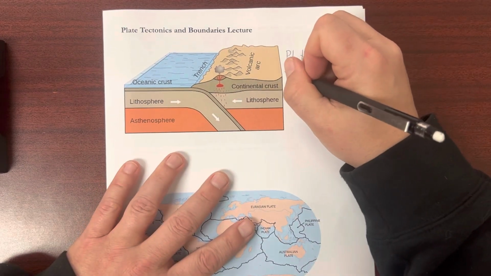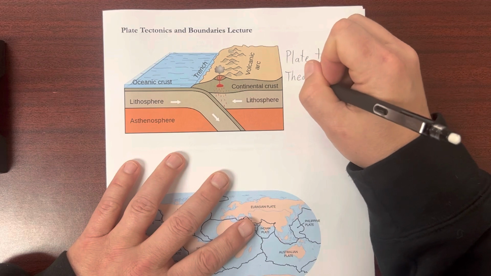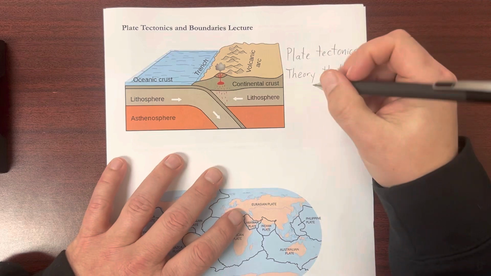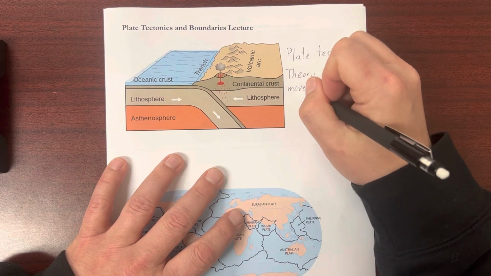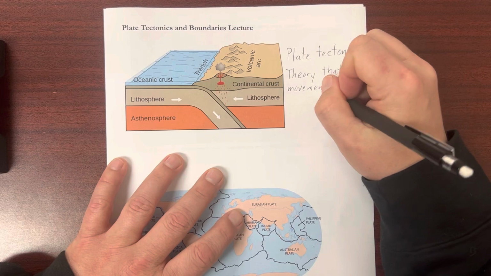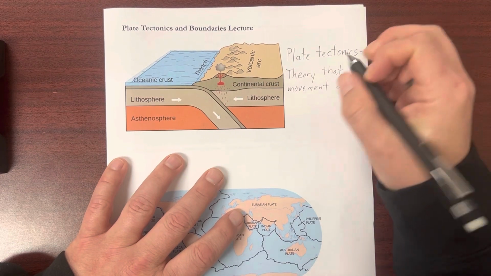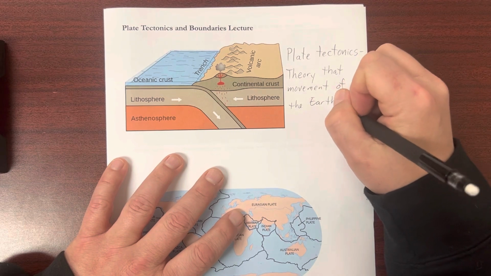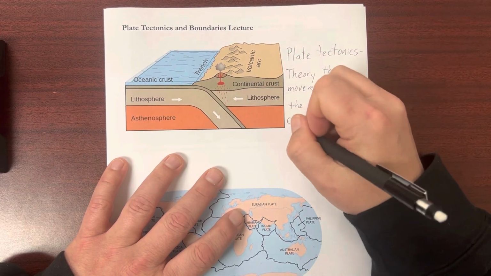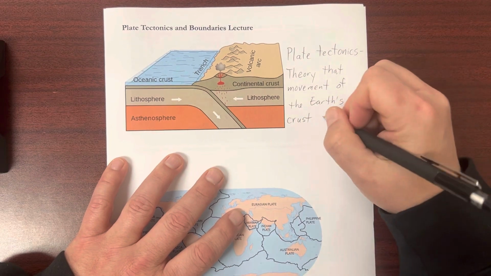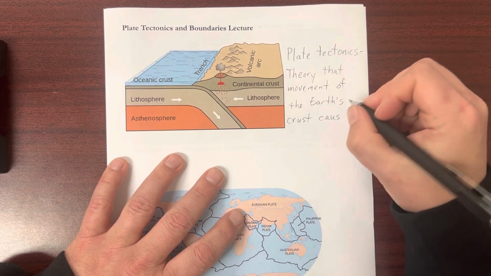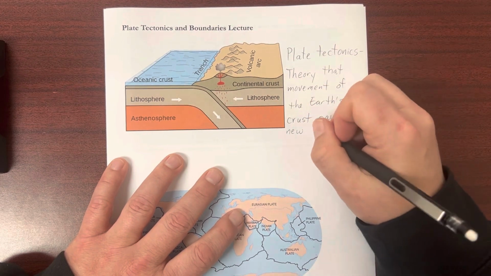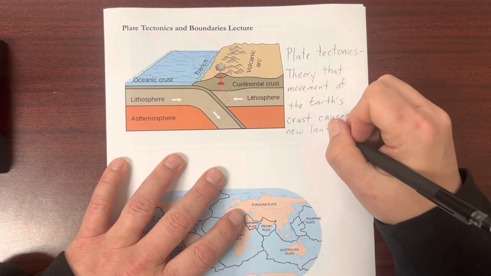So plate tectonics is this theory that these plates that make up the crust of the Earth and the movement of those plates, or the movement of the crust, if you want to think about it like that, are what cause the different landforms and different geologic features that we see on Earth. And these are things like mountain ranges, volcanoes, earthquakes, rift valleys. All these things are created by plate tectonics.